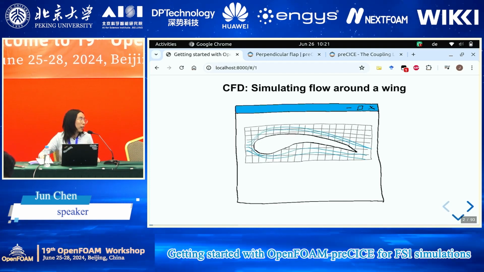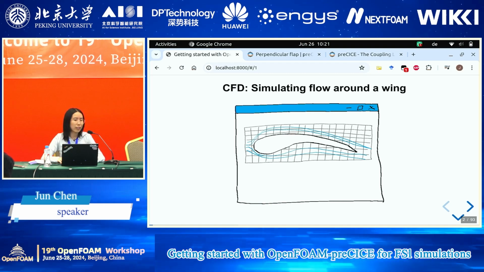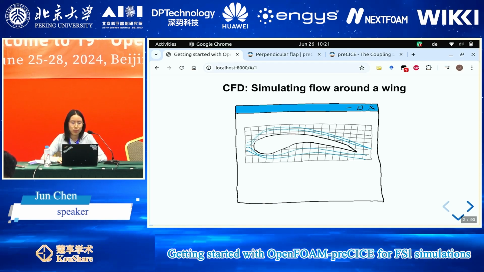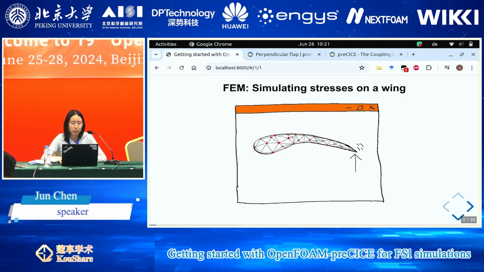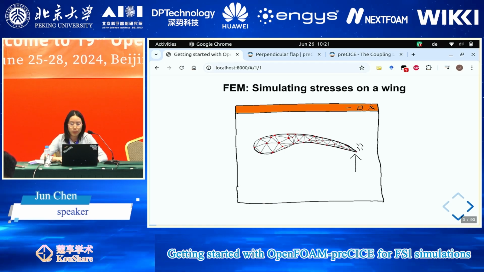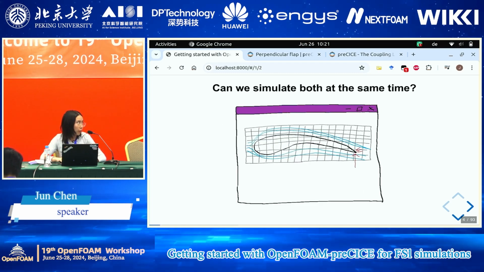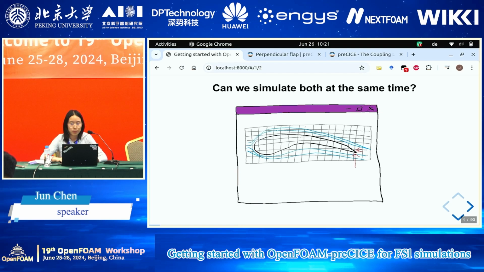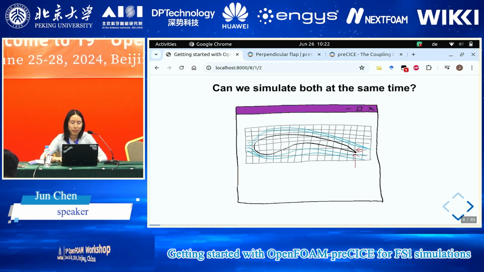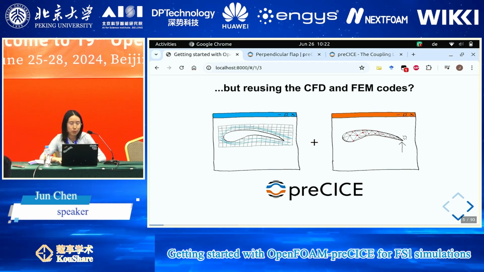Okay, after Alice's presentation, you have become familiar with FSI problems like the blood in the heart. Here we can see that there are already a lot of existing CFD methods to simulate a flow around a wingtip, and a lot of finite element methods to simulate deformation and displacement of the wingtip. But what if we want to simulate both at the same time? Then we need some coupling method to couple these two solvers together. It's not that I put the fluid solver and solid solver in one folder, and then they can find each other and communicate with each other. This is a case where preCICE can be put into use.